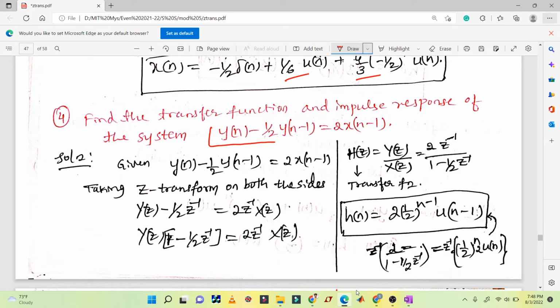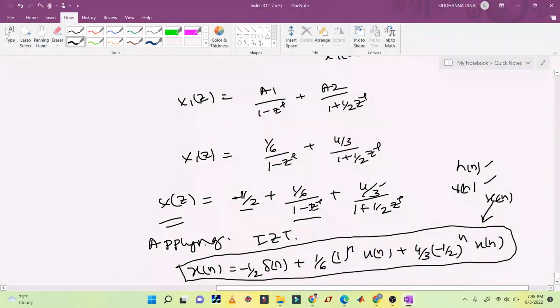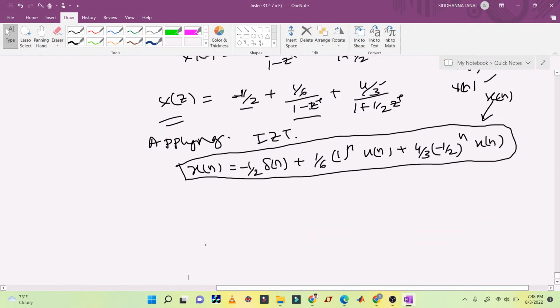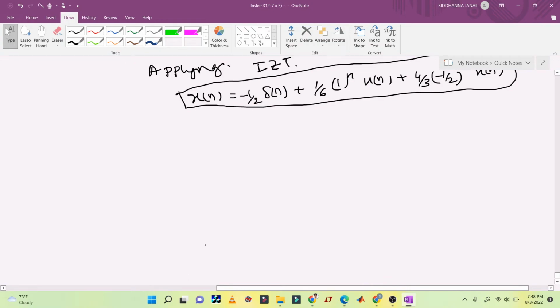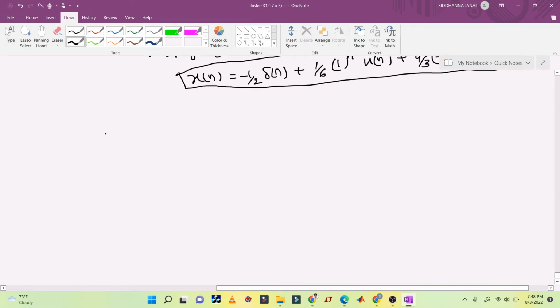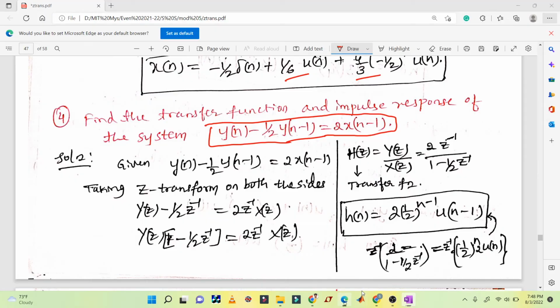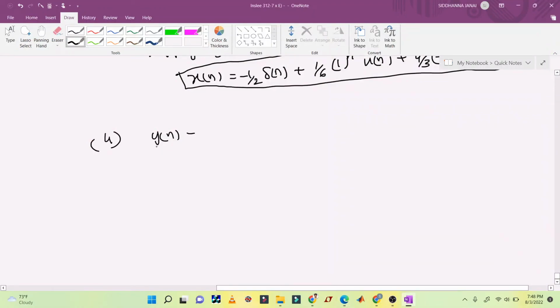Given is y of n minus 1 by 2 y of n minus 1 equal to 2 into x of n minus 1. So it is a very easy problem. We are going to find out h of n using the given equation. Given equation is y of n minus 1 by 2 y of n minus 1 equal to 2 into x of n minus 1.